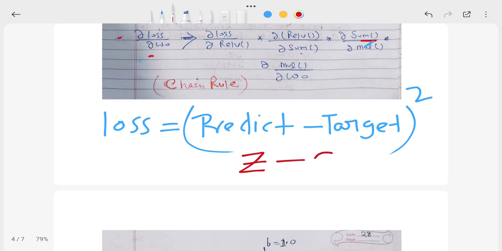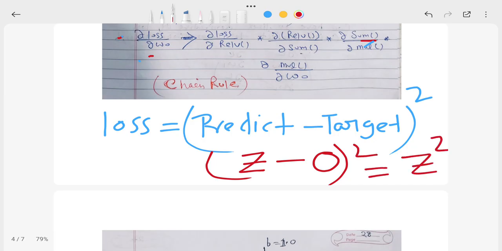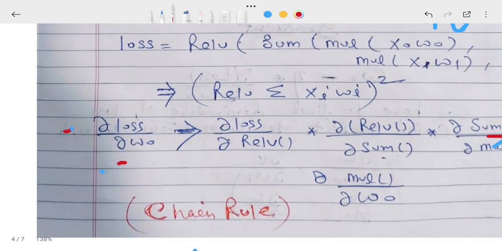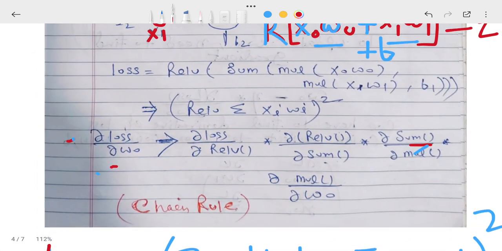Minus, in my program I have written target is 0. So overall it is Z square. In my program I have written this one. My loss I am representing with L. Loss is equal to Z square. Now see here. Up to this you understand. This is the mathematical notation.